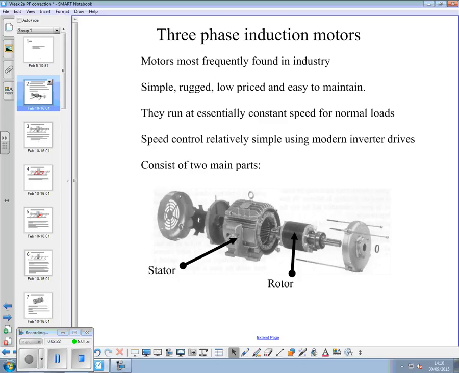Speed control is relatively simple, using the modern inverter drives, variable speed drives that we're going to take a brief look at next week. And the motors consist of 2 main parts. A stator that is a system of windings, and we'll talk about what that does in the way of creating a magnetic field as we go through this session. And the rotor, which is the bit that turns, and that is a construction made out of laminated iron and conducting bars. Okay, again, we'll look at that in more detail as we go on.